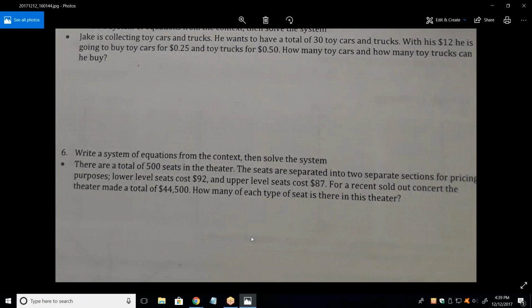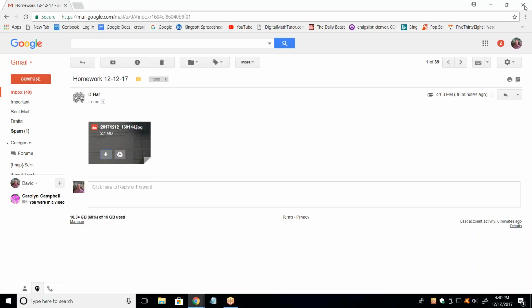Right. Is there a second page or is this it? I didn't take a picture of the second page. I'll real quickly take a picture of it and then send it to you. Okay.